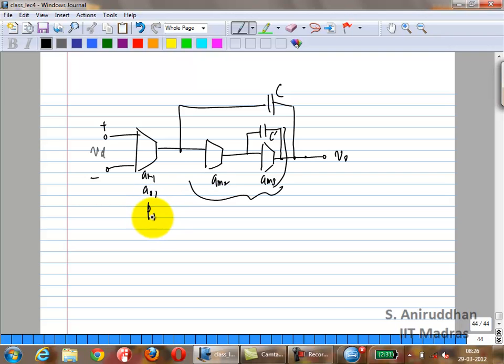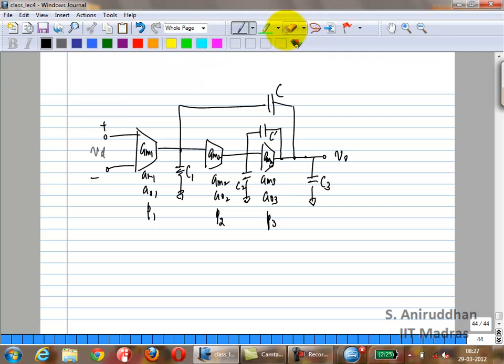And let's say this has a pole P1 and a pole P2 and a pole P3. Okay, and of course, so you have capacitances C1, C3, GM3.